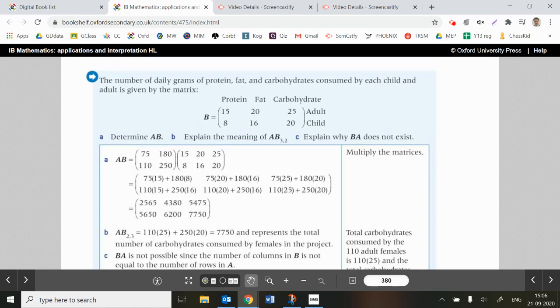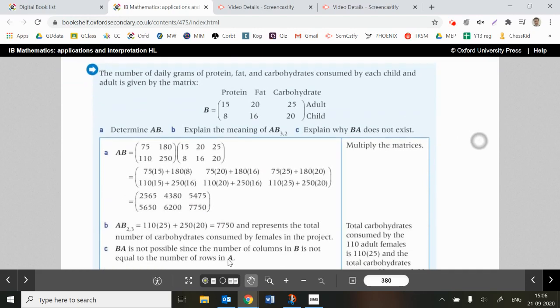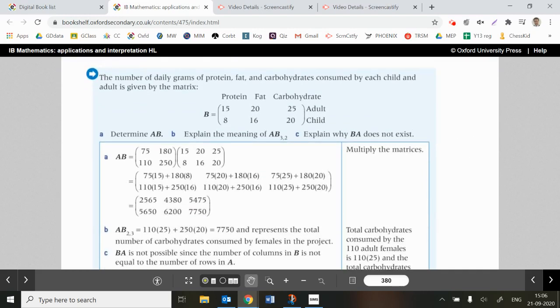Right, so what I'm going to do is take this part here. This is still example 2. There's a mistake in this question, by the way. We might as well see it now. In part B, which obviously hasn't been fixed in the book, it says explain the meaning of AB 3,2. But in part B in the answer, you can see AB 2,3. Quite clearly, row 3 and column 2 doesn't exist in the answer. So there's a mistake here, which we'll deal with when we get to it.